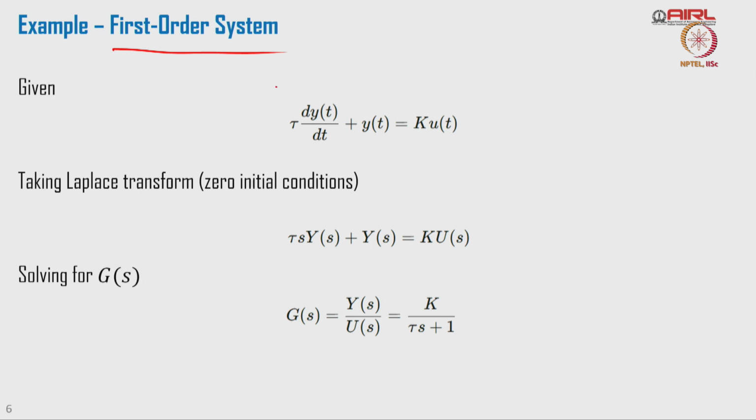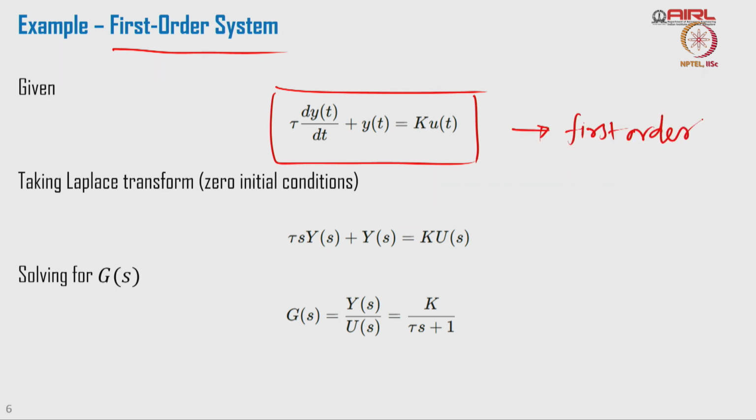But we know that a system of order 1 means it can be represented as a first order differential equation, right. Now, if we take a Laplace transform with 0 initial conditions, that means forced response, then it becomes something like this: tau dy(t)/dt. We have seen in the Laplace transform lecture that if we are taking the derivative of some signal, then it gets multiplied by tau as a coefficient, then y(t) Laplace transform is Y(s), k u(t) Laplace transform is k U(s). What is u(t)? u(t) is the input.